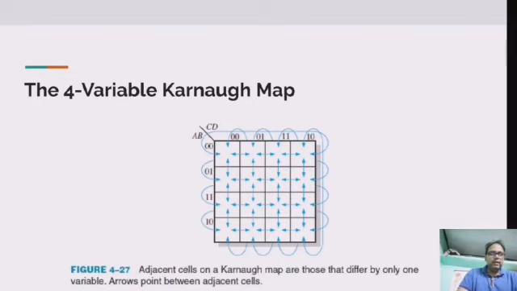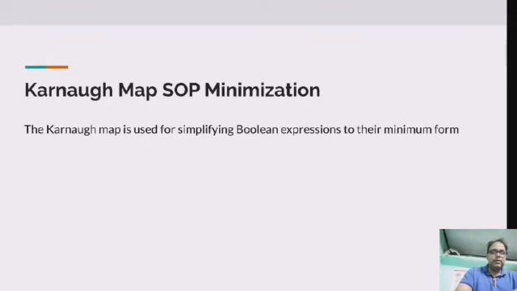Similarly, the cell 0 0 0 0 will be adjacent to the cell 1 0 0 0. So 1 0 is applicable for AB here, and 0 0 is applicable for CD here. So let us move forward.